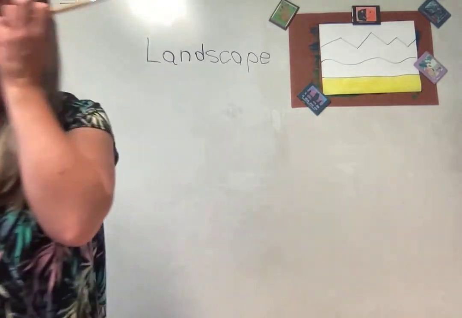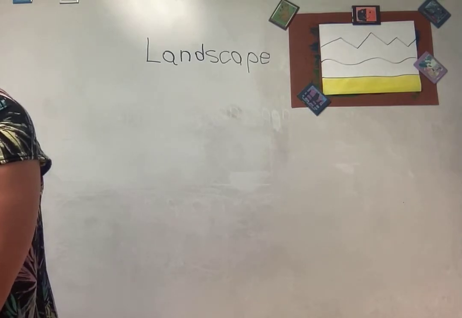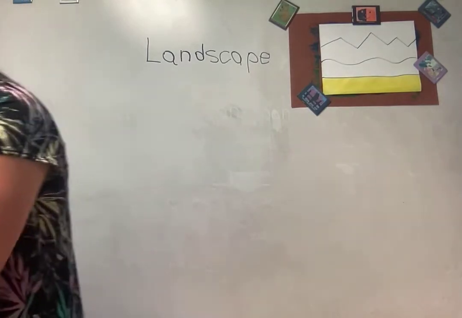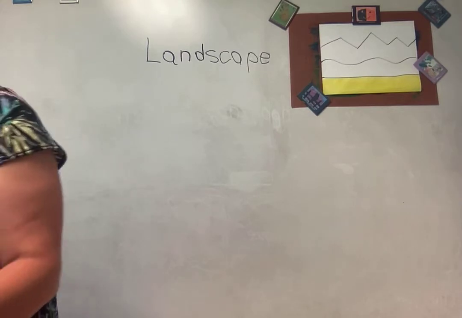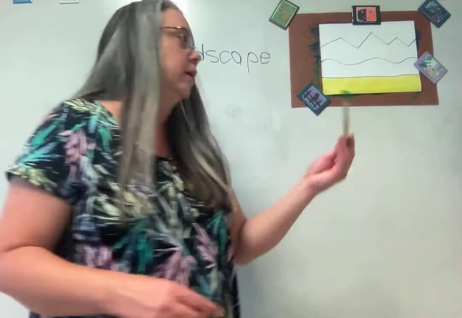All right, the next color I'm going to use is the color of the hills. Going to put some green on the brush. You're going to get some green paint. I'm just going to put green right on the end of the brush. Not all over the stick, not on the silver part, just on the hairs.